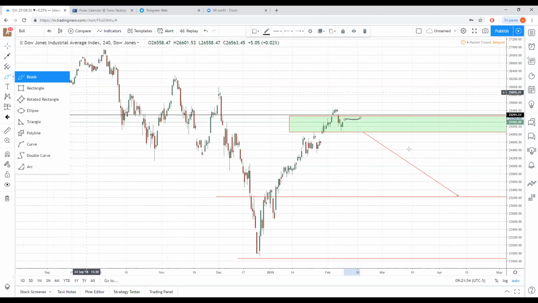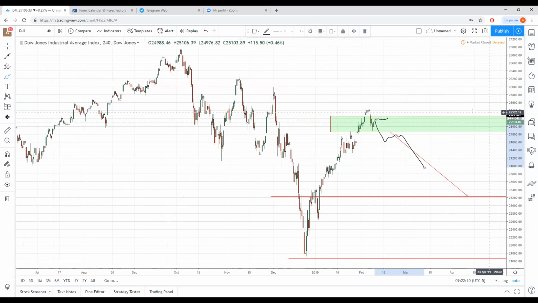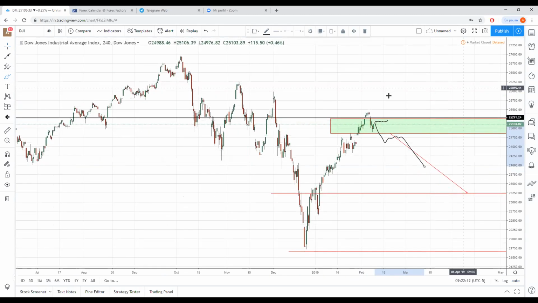More conservative players, depending on your style, will prefer for price to go outside this area and start accepting these new lower prices before they get into the downside. But in my opinion, this short selling idea is still valid. And so if you haven't gotten in, you definitely had some good opportunities to look for shorts.